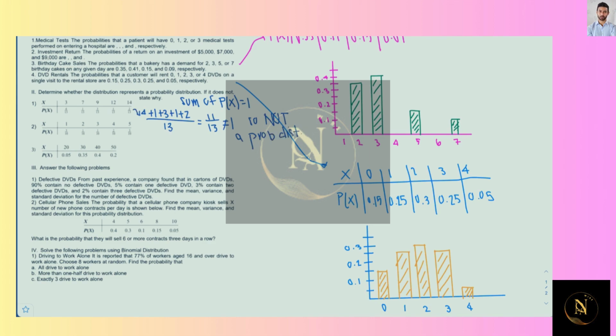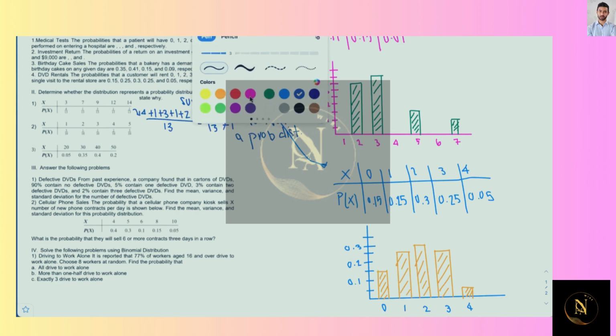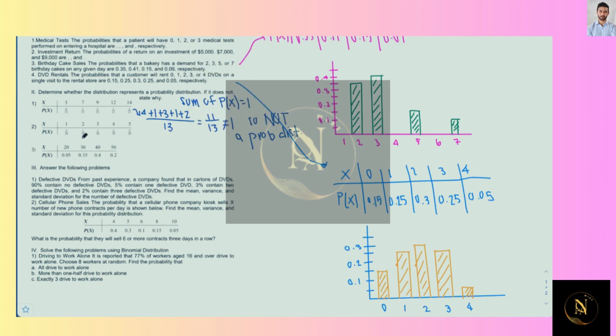Okay, so that was the first one. For the second one here, we've got tenths. So it's 3, 1, 1, 2, and 3 tenths. So that's 3, 4, 5, and 5 is 10 tenths. That does equal 1. So it is a probability distribution.